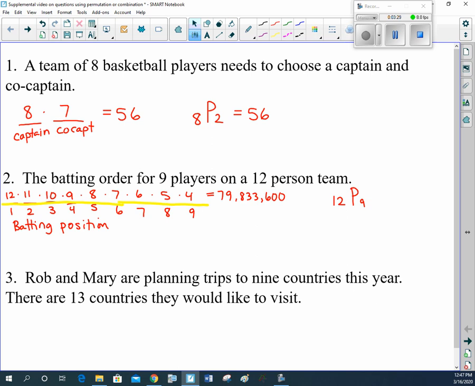Okay, this next one. Rob and Mary are planning trips to 9 countries this year. There are 13 countries they would like to visit. So that's a combination. They're going to 9 countries out of 13. So they're choosing from 13, so 13 combination 9. They don't really know which ones they want to go to, but they know out of 13 they're going to go to 9 of them. So how many outcomes for that? It would be 715.